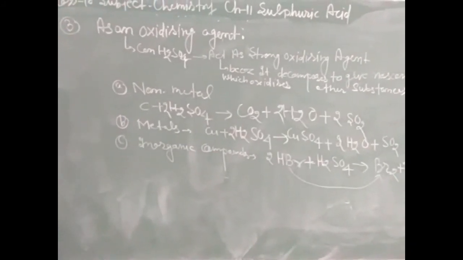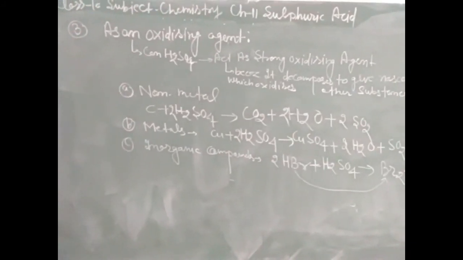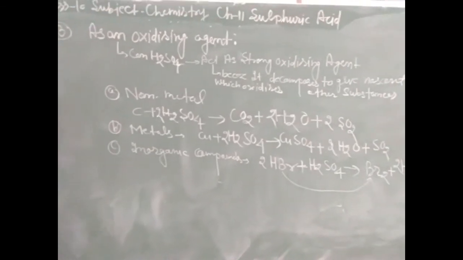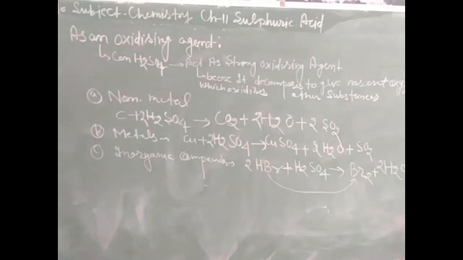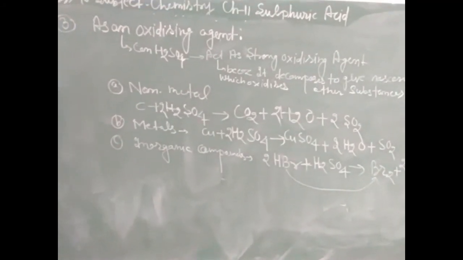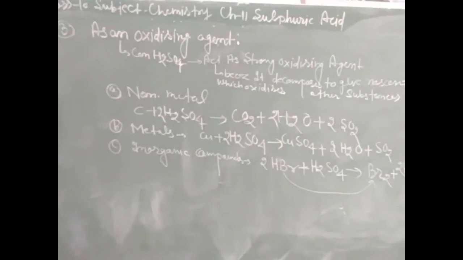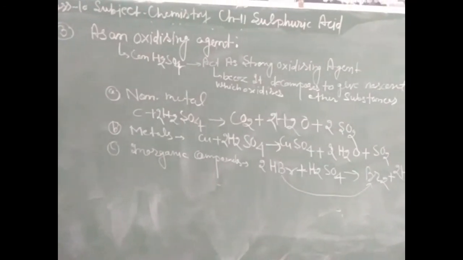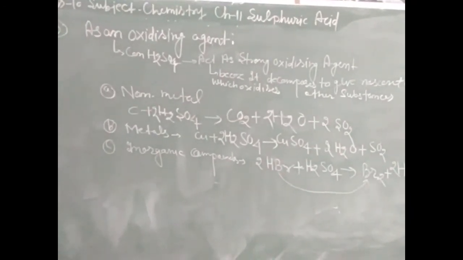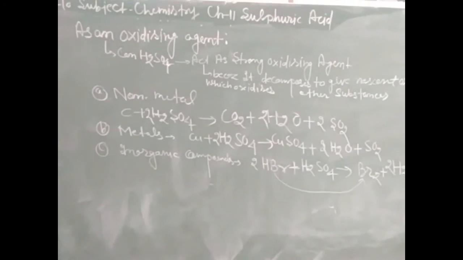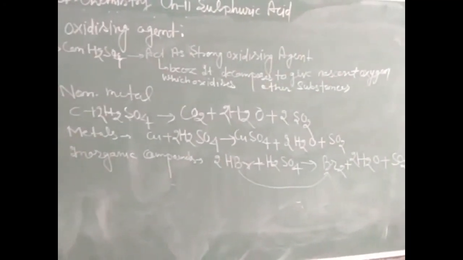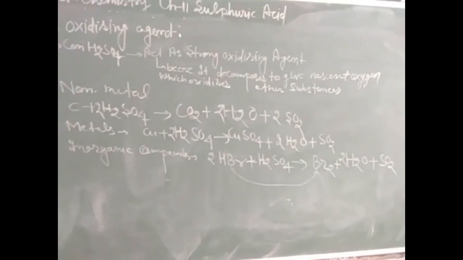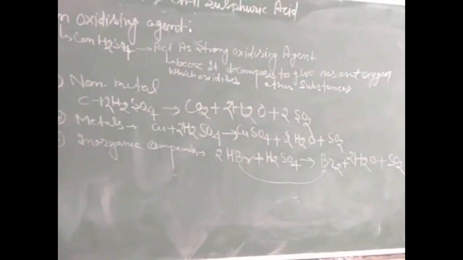Here we can say that carbon is oxidized to carbon dioxide. Now the metal copper reacts with concentrated sulfuric acid and forms copper sulfate, water and sulfur dioxide. Here copper is oxidized to copper sulfate. And in the case of hydrogen bromide, an inorganic compound, when treated with sulfuric acid, bromine, water and sulfur dioxide are formed. Here hydrogen bromide is oxidized to bromine.